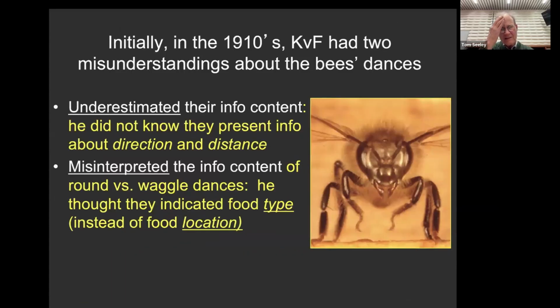So back in the mid-1910s, von Frisch had two misunderstandings about the bees' dances. He underestimated their information content. He didn't know that they present information about direction and distance. And he misinterpreted the information content of round versus waggle dance. He thought that they indicated food type instead of food location. Again, round dance he thought meant there's pollen available. Waggle dance he thought meant nectar is available. He's a lucky man because he got to correct himself.